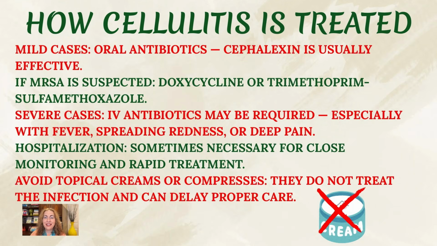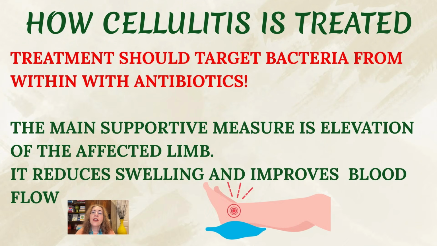So how is cellulitis treated? Treatment depends on severity. For mild cellulitis, oral antibiotics such as cephalexin usually work well. If MRSA is suspected, doxycycline or Bactrim may be prescribed. Severe cases, those with fever, spreading redness, or deep pain, often require IV antibiotics and sometimes hospitalization. During an active infection, topical creams or compresses are not recommended. They don't help the infection and actually can delay proper care. Treatment should target bacteria from within.